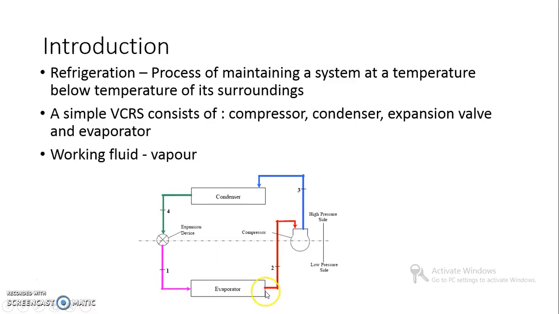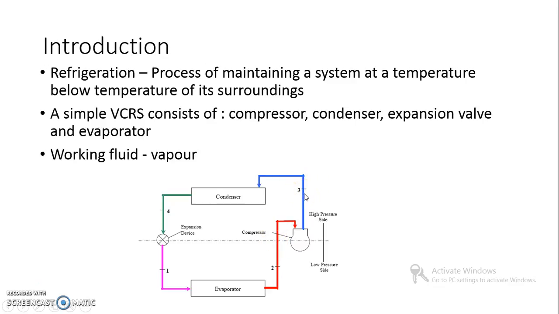Here is the evaporator, and to start, let's assume that the vapor is leaving the evaporator. That means the refrigerant, or here the working fluid, is vapor. Suppose that vapor is dry saturated. Dry saturated means the temperature is very low and it is full of vapor only. This dry saturated vapor, say at a pressure P1, leaves the evaporator and enters the compressor provided here. With the help of an external work, the compressor compresses the vapor from a lower pressure P2 to a higher pressure P3.